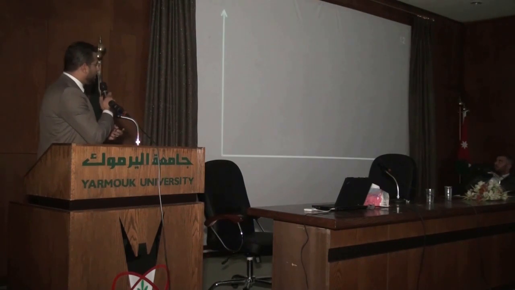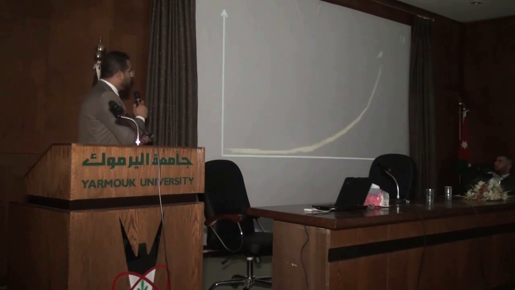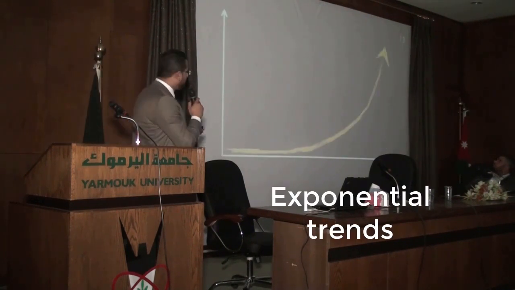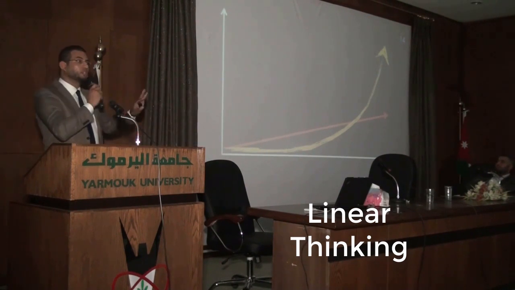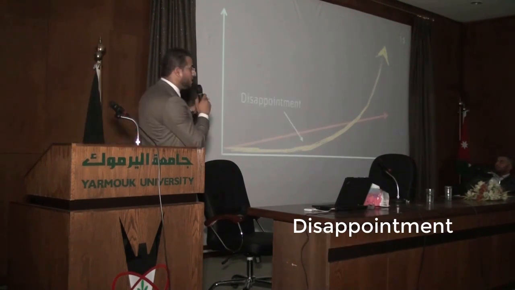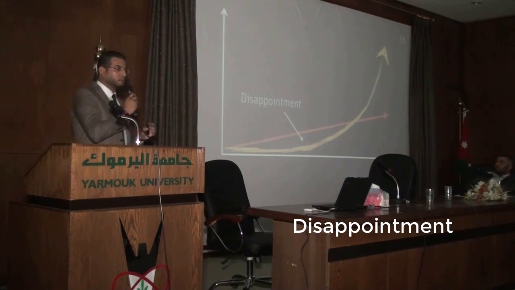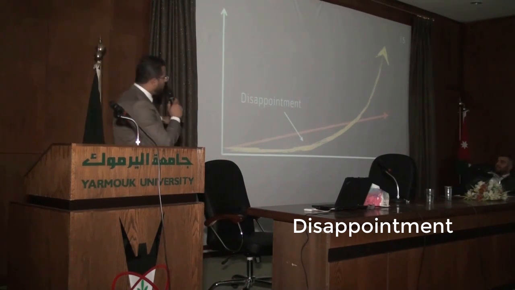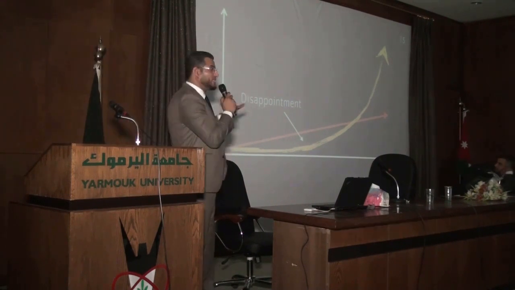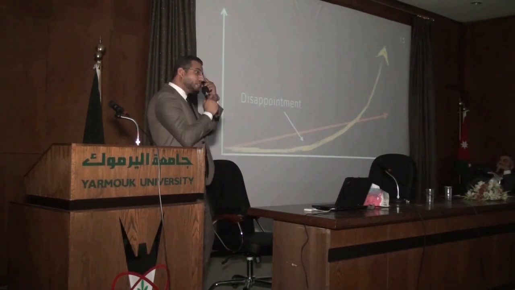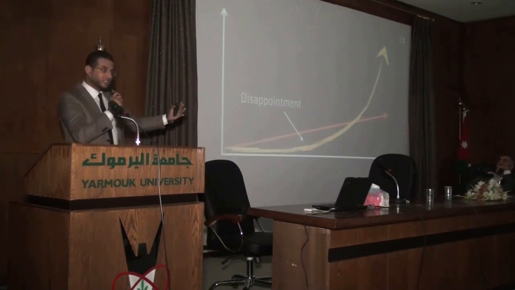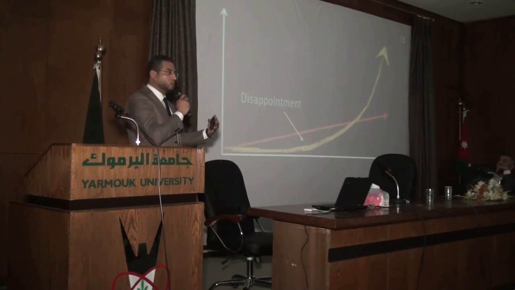So we'll cover this a little bit as we go. These are exponential trends. This is linear thinking. Now, looking at this graph, there are 3 important points. The first point is called disappointment, because exponential trends start out very slowly at the beginning. They inch forward at the beginning, and because our linear mind wants them to be bigger, we come to a word of disappointment.